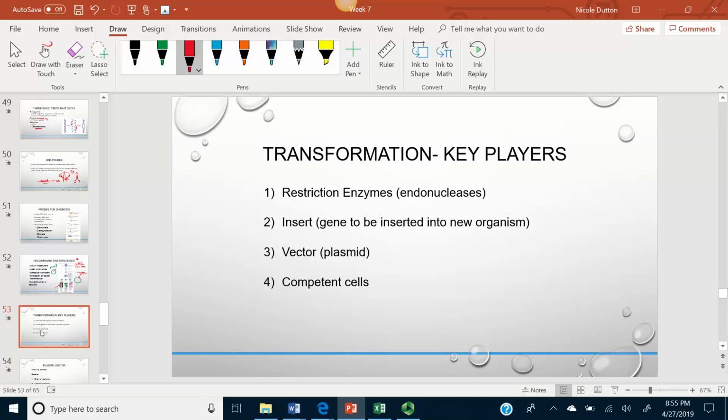So some of the key players: restriction enzymes, again, those are going to cut the DNA. The insert is the gene to be inserted into the new organism. The vector is the plasmid, so that's what we're going to use in order to get that whole gene inside of the new organism. And then competent cells. Competent just means that the cells are capable of taking up genetic material. Not every cell can do this.